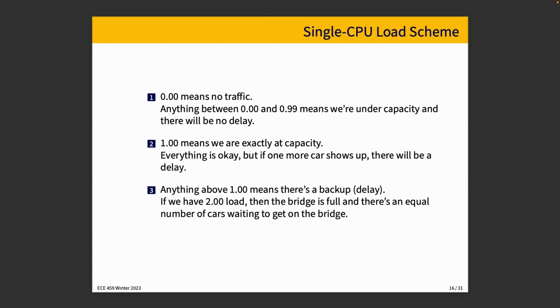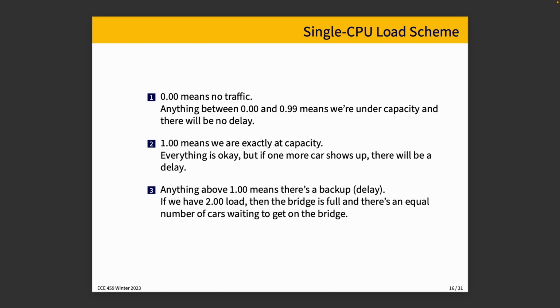And when we see something like 0 to 0.99, that means we are under capacity. 1.0 represents the capacity, and as long as we are below 1, then we're under capacity. Everybody who wants to get CPU time gets it, and there's kind of no issue. 1.00 means we are at exactly capacity, so we are maxing out the CPU. We're using it to its full potential, but nobody is waiting.